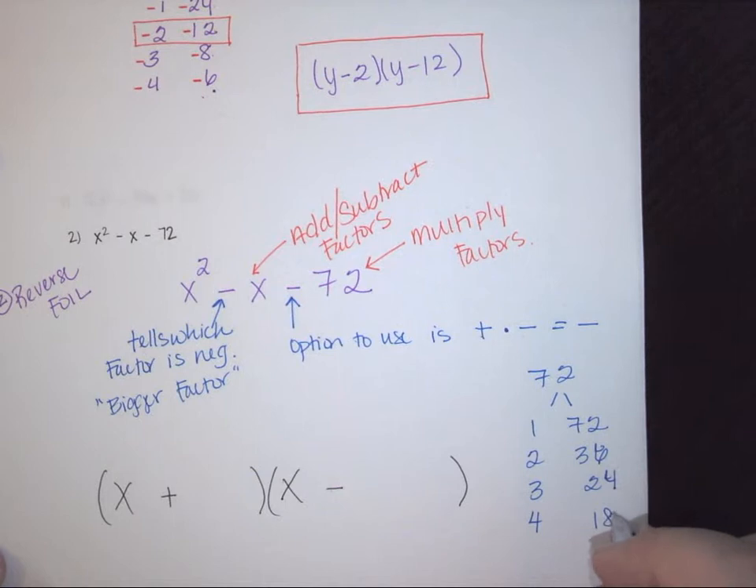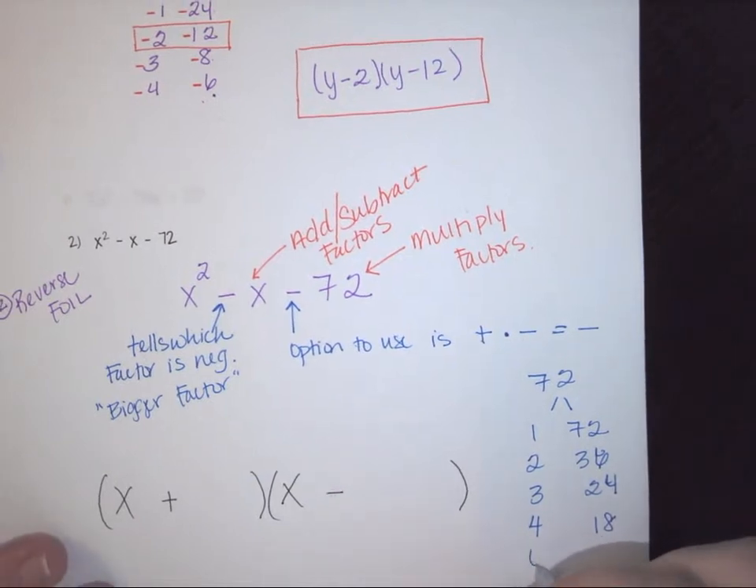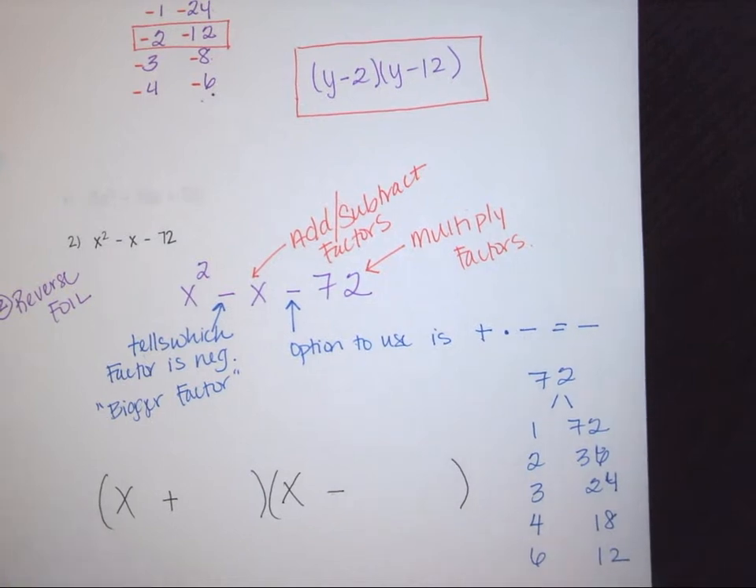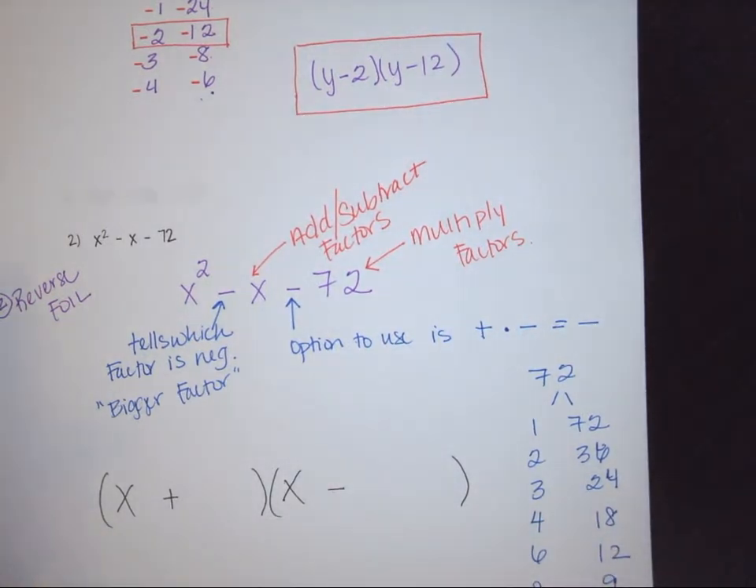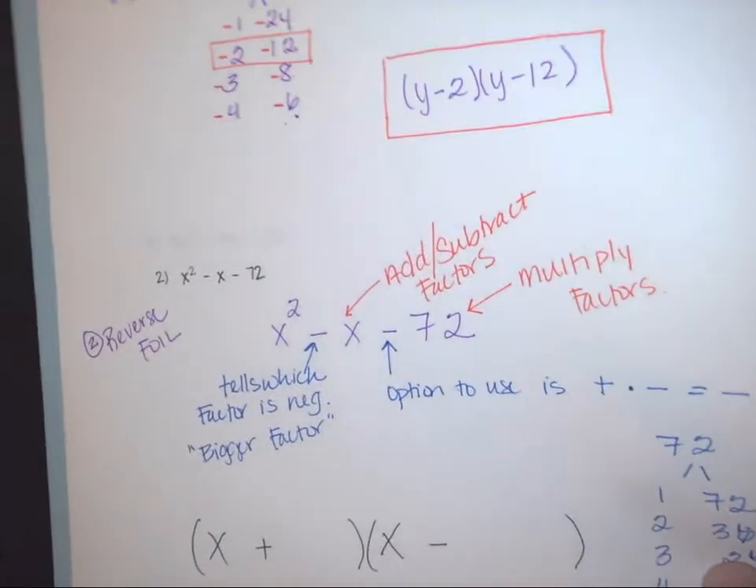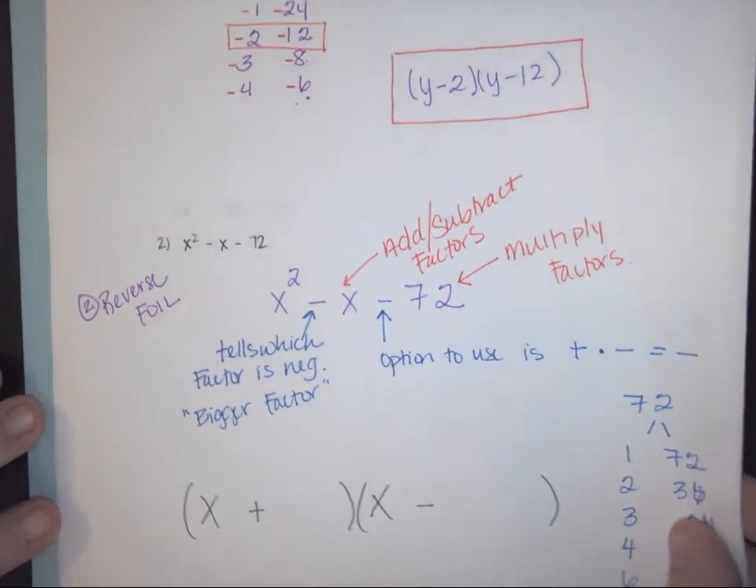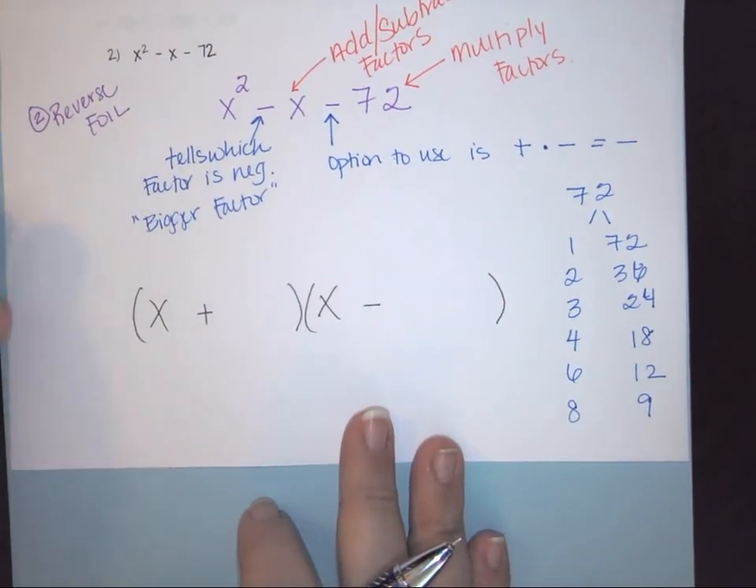4 and 18. 6 and 12. And then 8 and 9. Oops, can't see that there. Hang on. There we go.